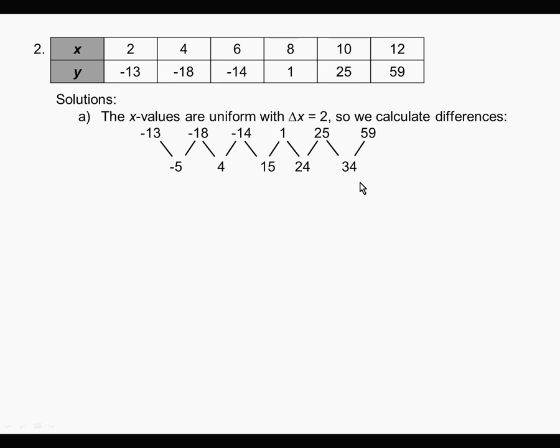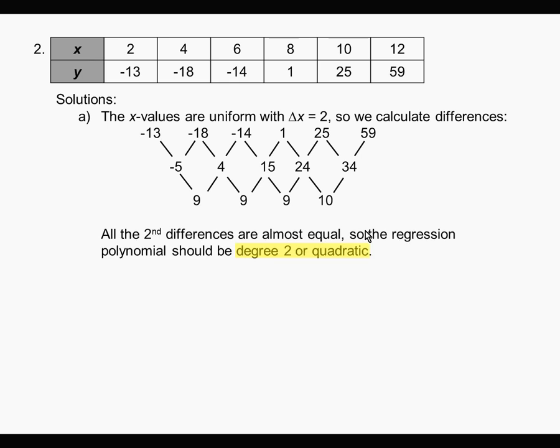So let's calculate those second differences. Again, right minus left. 4 minus negative 5 is 9. 15 minus 4 is 9. 24 minus 15 is 9. 34 minus 24 is 10. Notice they are approximately equal, so this is going to be approximately quadratic. The second differences are almost equal, so the regression polynomial should be degree 2, which would be quadratic.